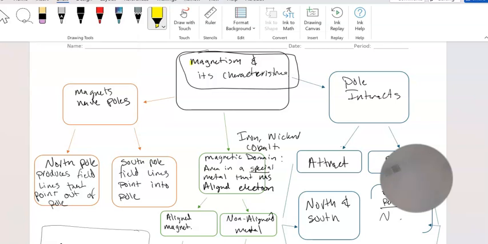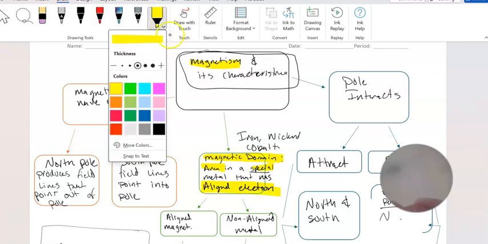So let's start first with what makes a magnet. So what makes a magnet, right? A magnetic domain is what actually makes a magnet. So what is a magnetic domain? It's an area, right, in a special metal that has aligned electrons. So that is what a magnetic domain is.